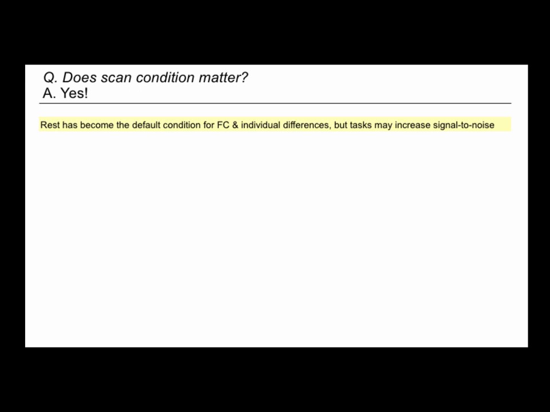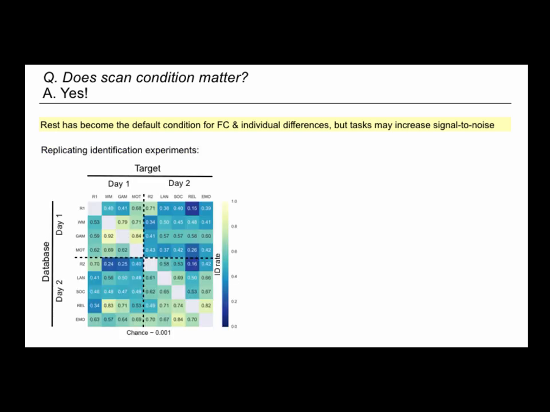It's very easy to acquire, it's easy to standardize across sites, it's easy for populations that struggle with tasks, etc. But I think it's really worth considering using tasks more deliberately because they may increase our signal to noise. So this was a follow-up experiment that we did replicating the identification experiments in a larger sample.